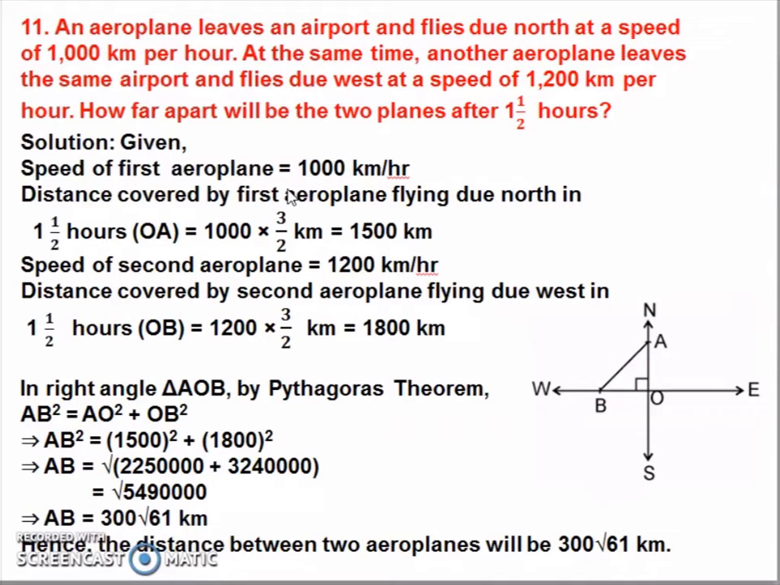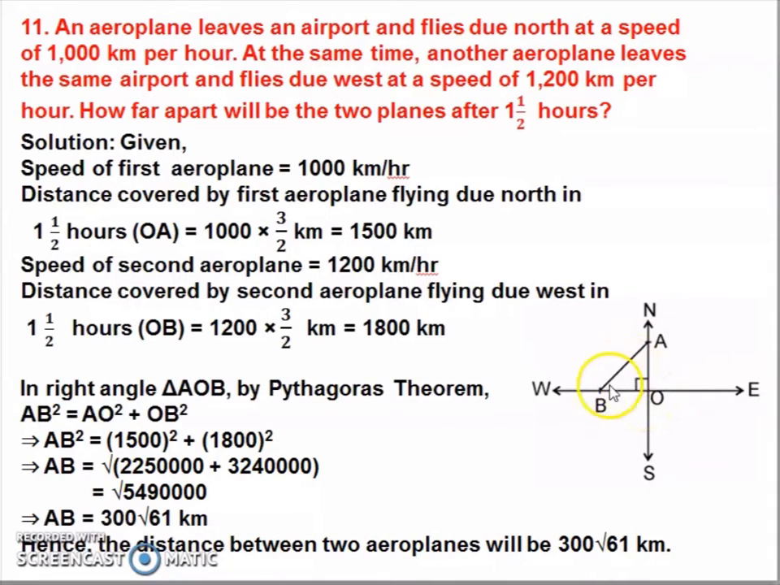So first we have to find OA and OB. So speed of the first airplane is given as 1000 km per hour and time is 1.5 hours. So convert 1.5 hours to improper fraction. You will get 3/2. So distance is equal to speed into time, that is 1000 into 3/2, 1500 km. And for the second airplane, 1200 km per hour is the speed and time is same, 3/2. So you will get 1800 km. So OA is 1500 and OB is 1800.